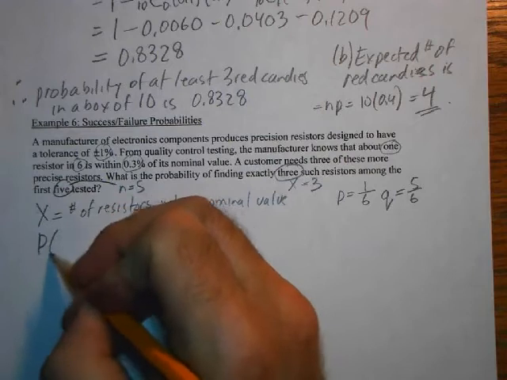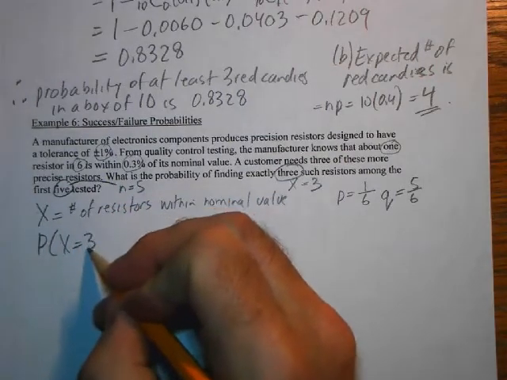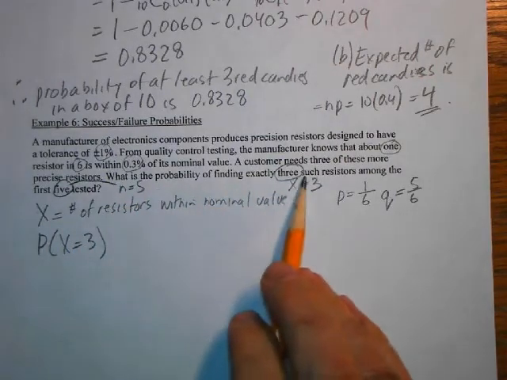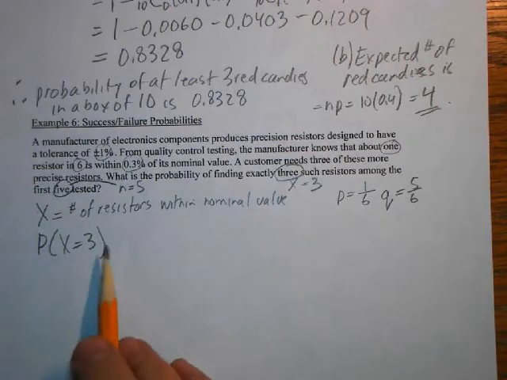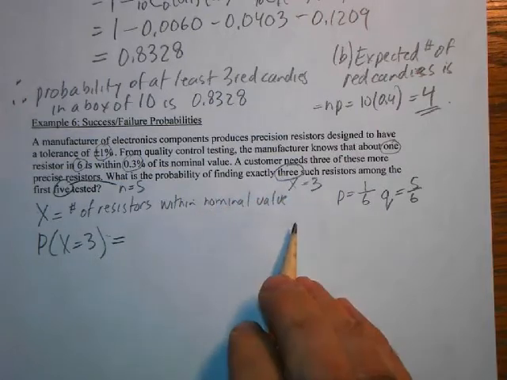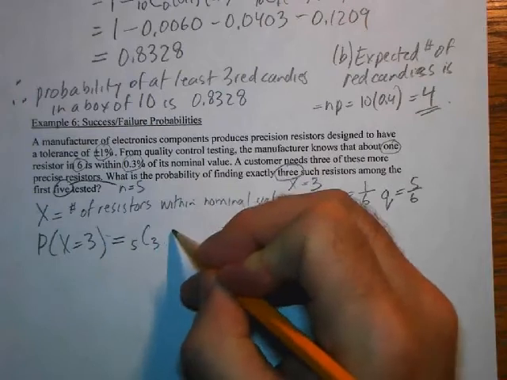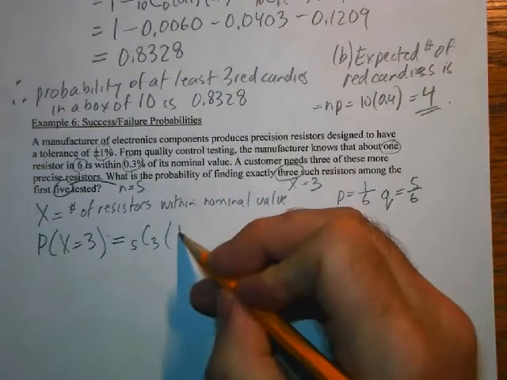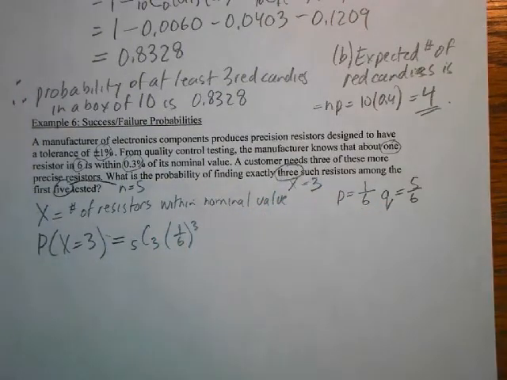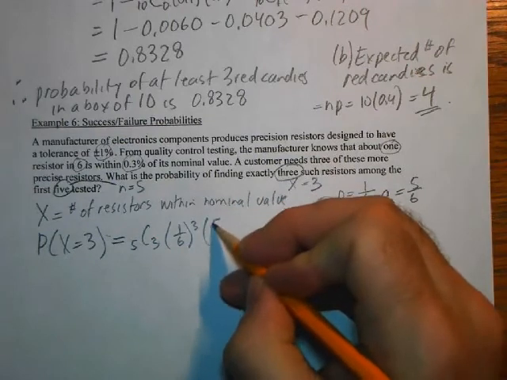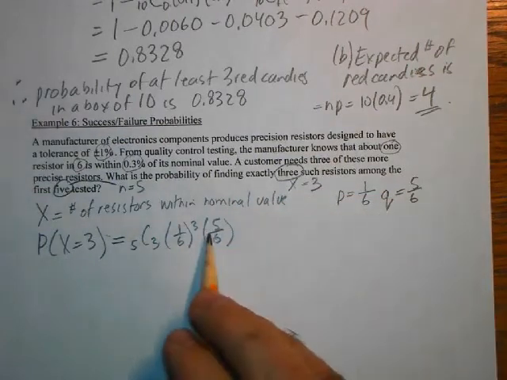So what we're calculating is the probability that x equals 3, because what's the probability of finding exactly 3? This time it's not a range of values. It's a specific value of x, which means our calculation will be a little smaller. So n is 5, so it's 5 choose 3, and then our probability is 1/6 to the power 3 times 5/6 to the power of what's left over, 2.